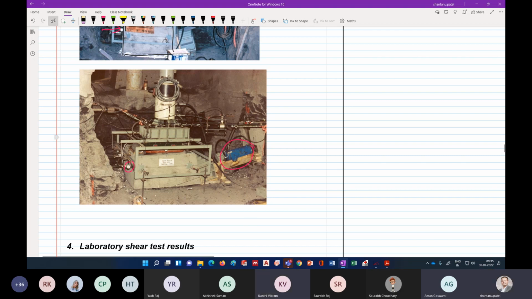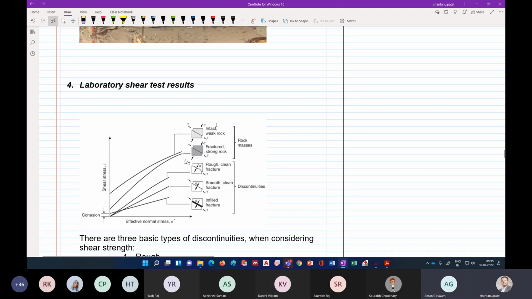Okay. So now coming to the laboratory shear test results. We have different types of joint specimens. Like we have intact weak rock, we have fractured strong rock, we have rock clean fracture, and we have smooth clean fracture, and infield fractures. Infield fracture means in between those two joints we have some filling material.